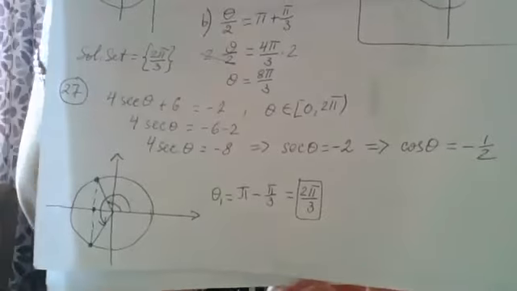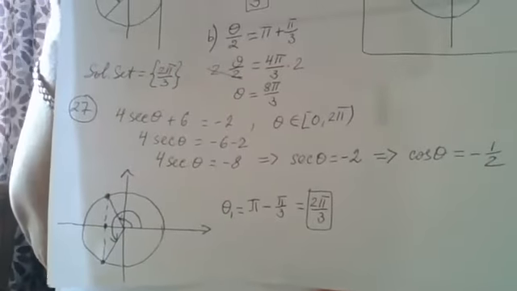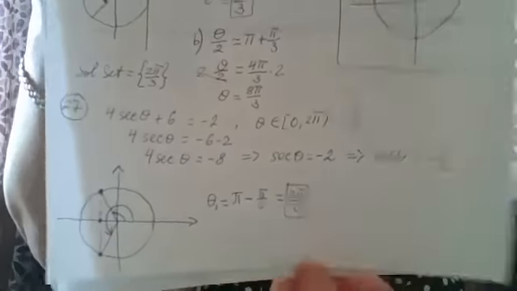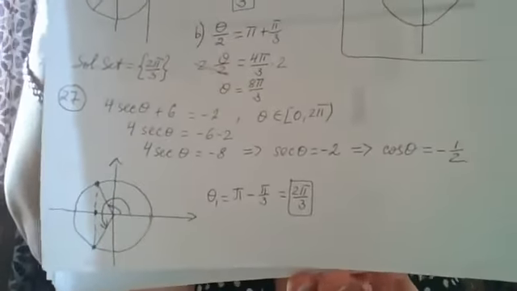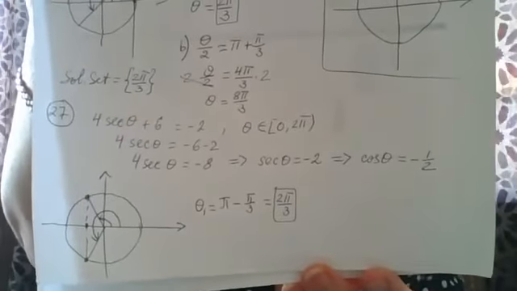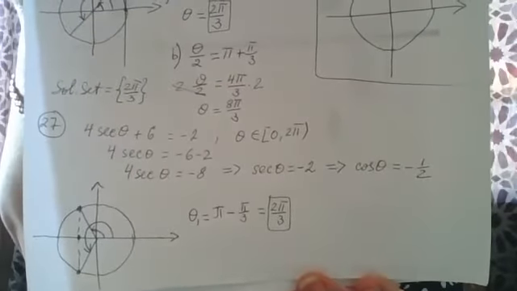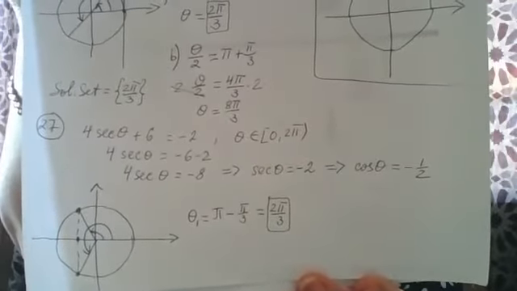Let's now talk about another angle, which is in the third quadrant. Can I say that this other angle is pi plus pi over 3? Yes. Write it down.